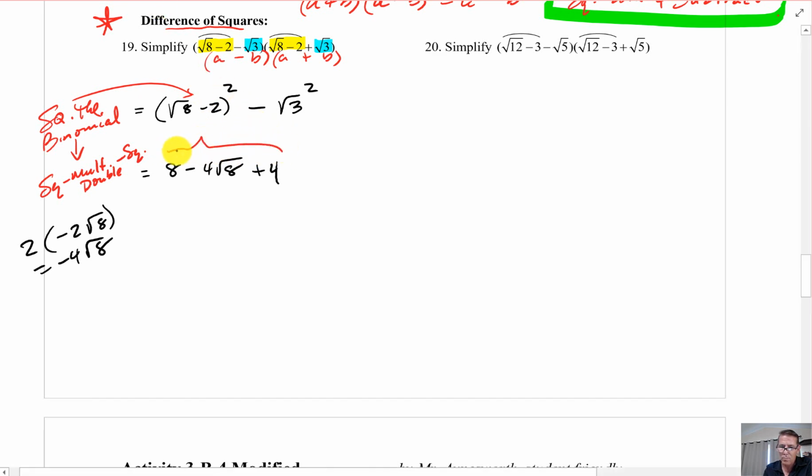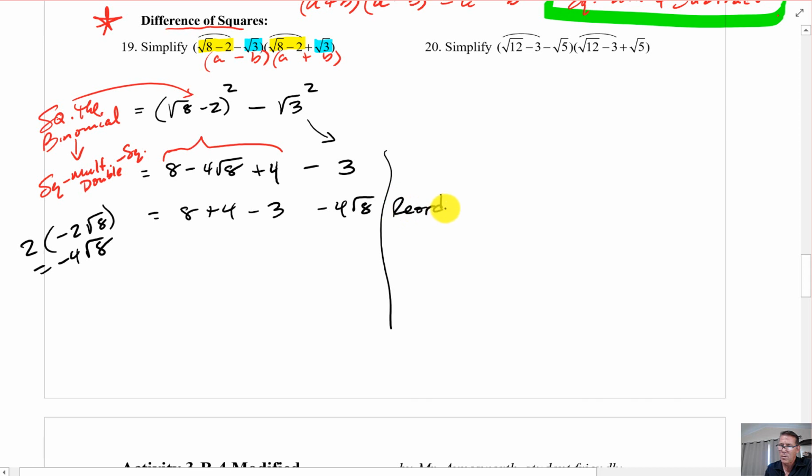Okay, this first term right here, when I square the binomial, I get all of this. And then I got to subtract the square of root 3, which is nothing more than 3. So that part's simple. Now I got to collect like terms: the 8, the 4, and the minus 3. So 8 plus 4 minus 3 goes first, and then I'm just going to reorder this.